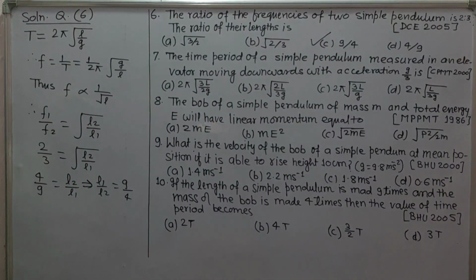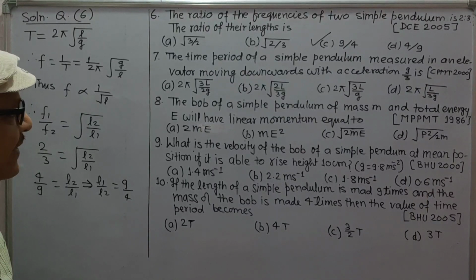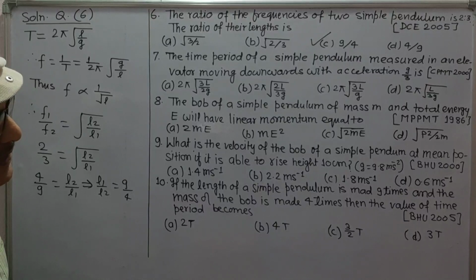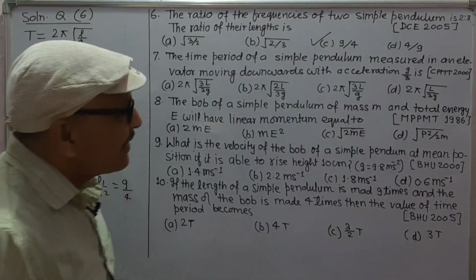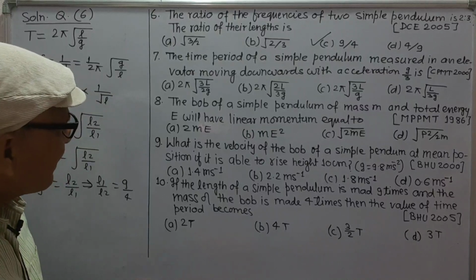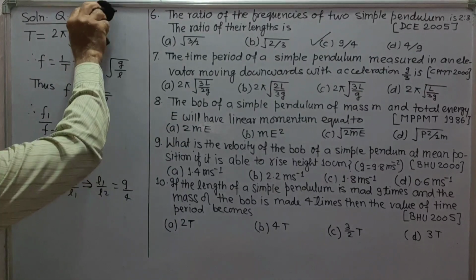Next question number 7. The question is, time period of a simple pendulum measured in an elevator moving downwards with the acceleration g by 3 is. These are the options. Now solution to question 7.